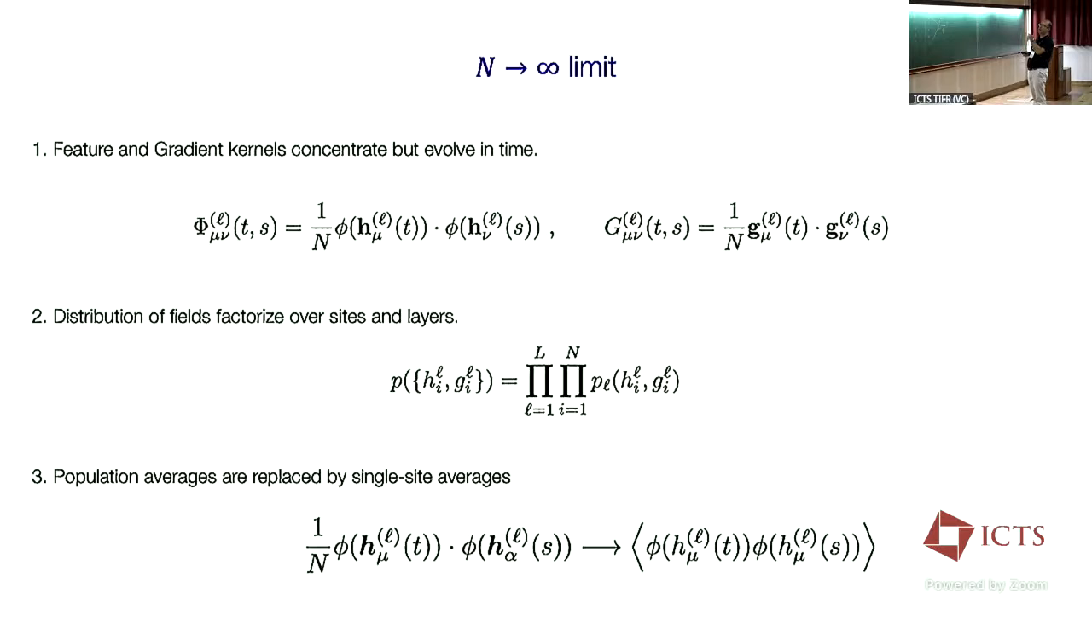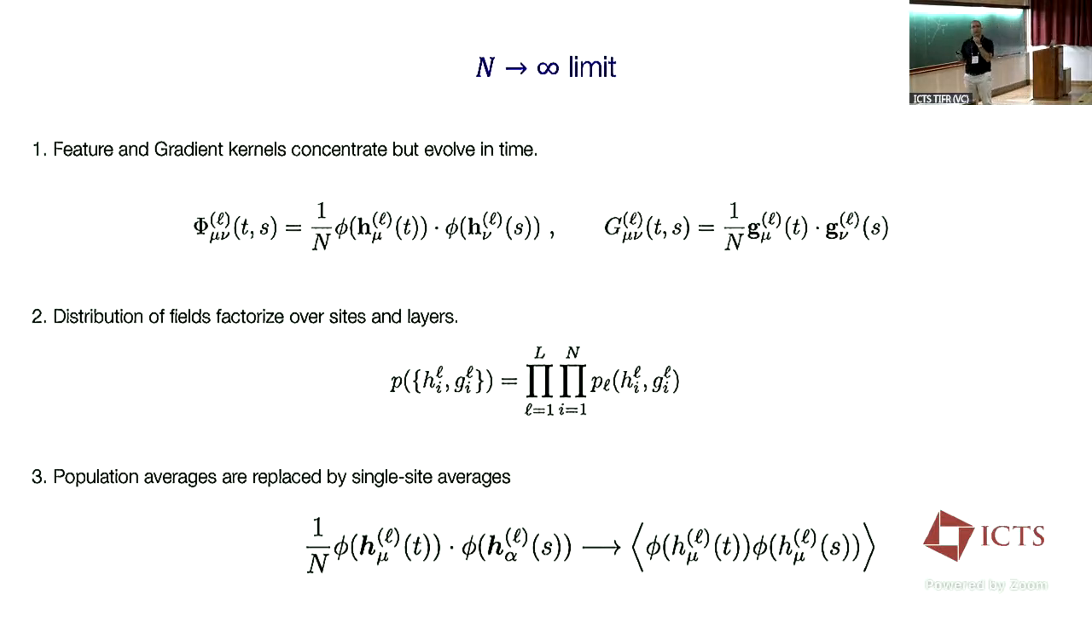Let's discuss what happens. I'm not telling you how I derived this result. I'm just telling you it's using one of these physics tools called the MSR path integral. It's a non-rigorous physics tool, so we don't have rigorous proofs, but I'll show you simulations in a second that verify this. So what happens in the n goes to infinity limit is that these gradient and feature kernels concentrate, meaning they're like scalars now, except that they evolve in time.